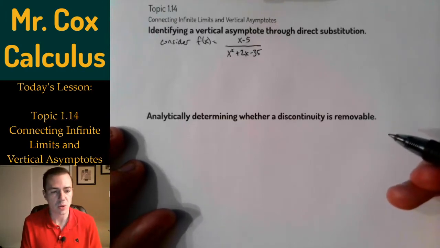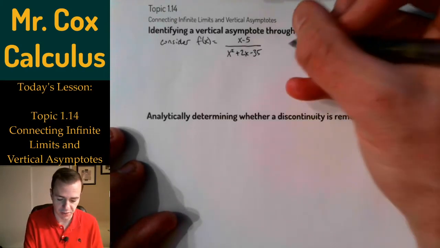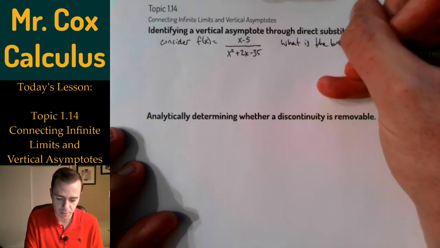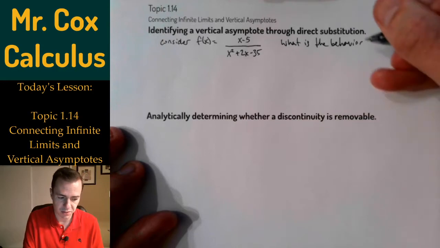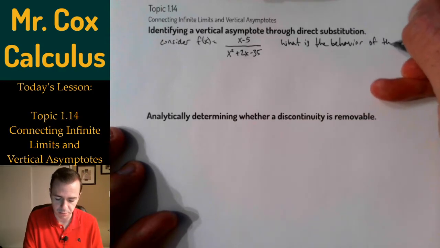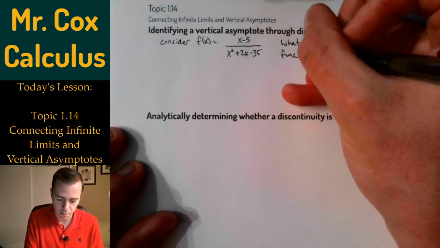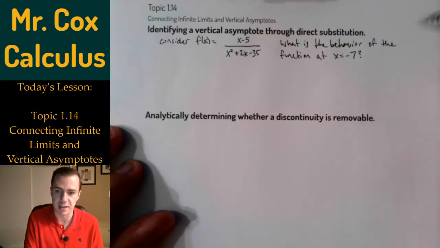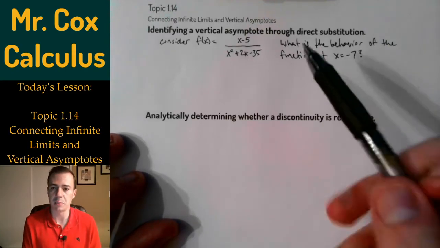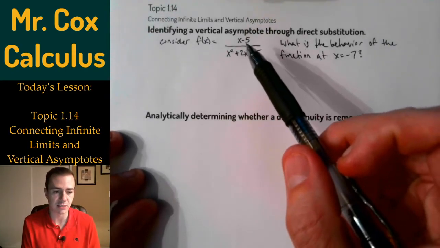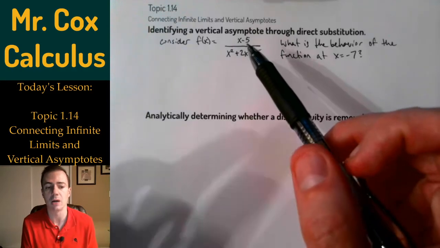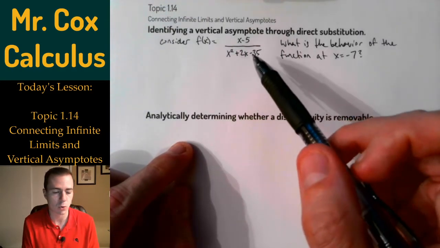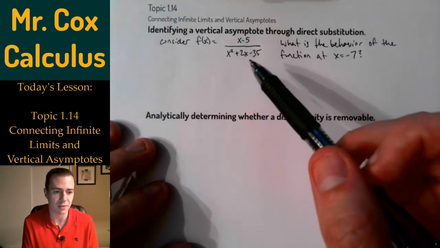And the value that I want to look at in this first video for this topic is: what is the behavior of the function at x equals -7? Well, if I use direct substitution, I get -7 minus 5 in the numerator, which is -12. I get, let's see, that becomes positive 49, -14, -35. I get 0 in the denominator.